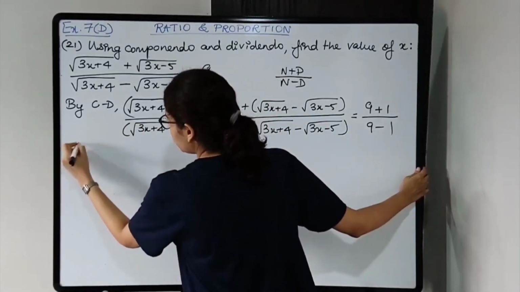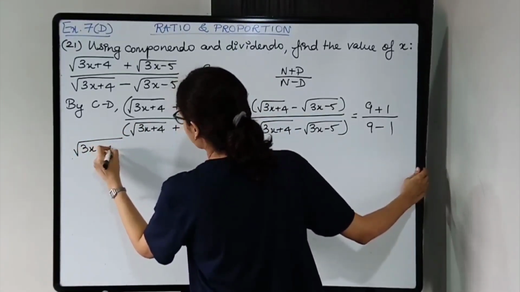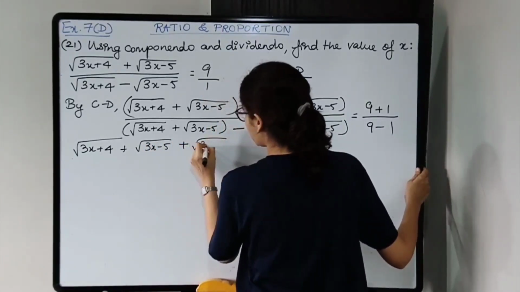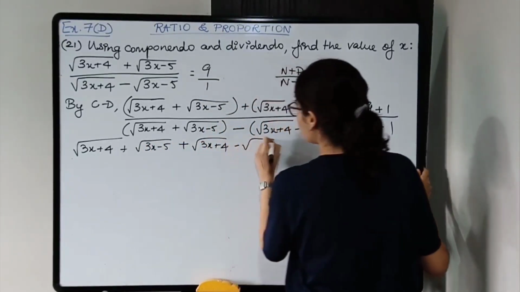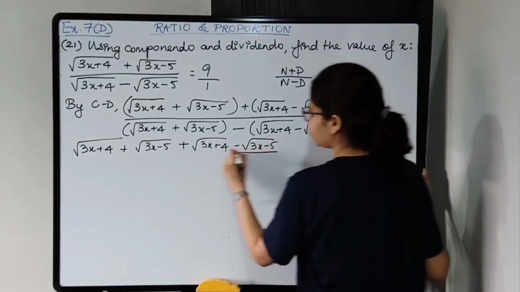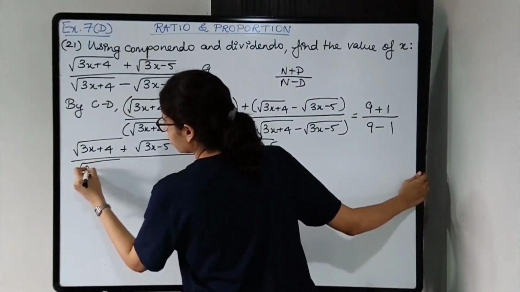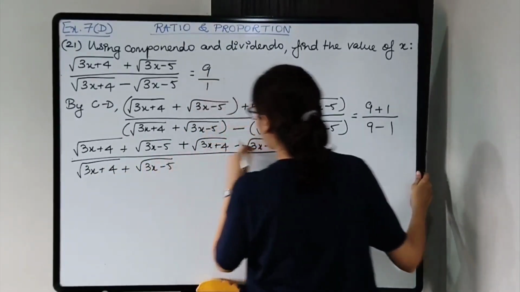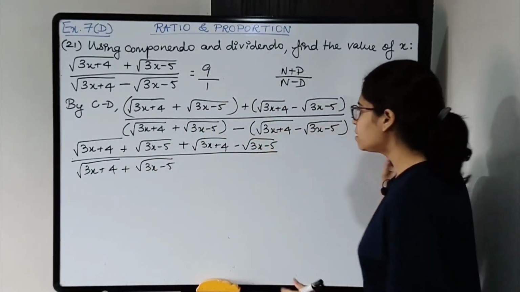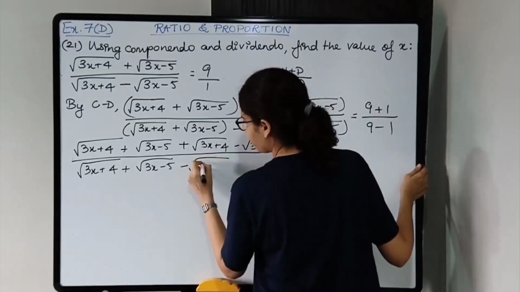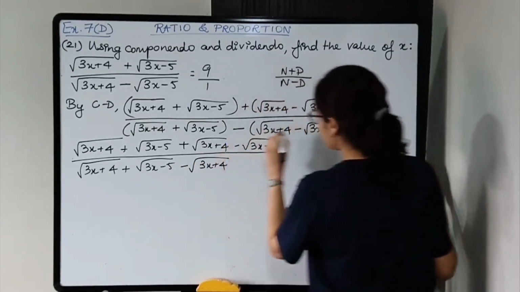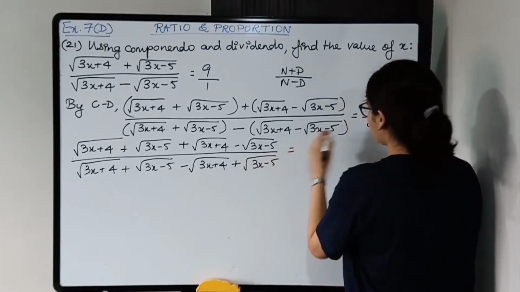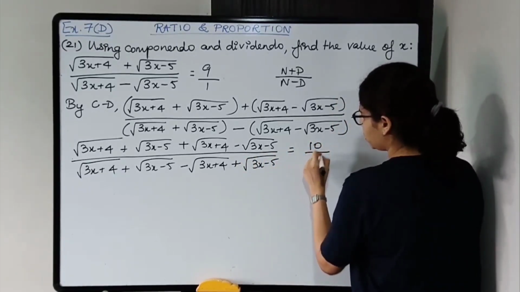Opening the brackets now, root of 3x plus 4 plus root of 3x minus 5 plus root of 3x plus 4 minus root of 3x minus 5 upon root of 3x plus 4 plus root of 3x minus 5. Now the signs will change. Minus root of 3x plus 4 and minus into minus gives plus root of 3x minus 5. 9 plus 1 is 10 and 9 minus 1 is 8.